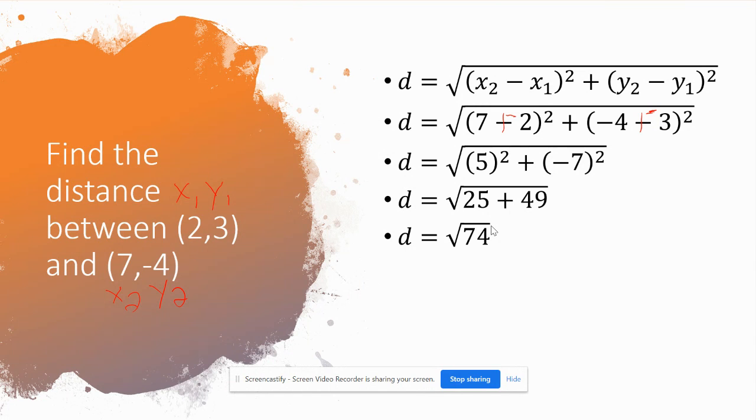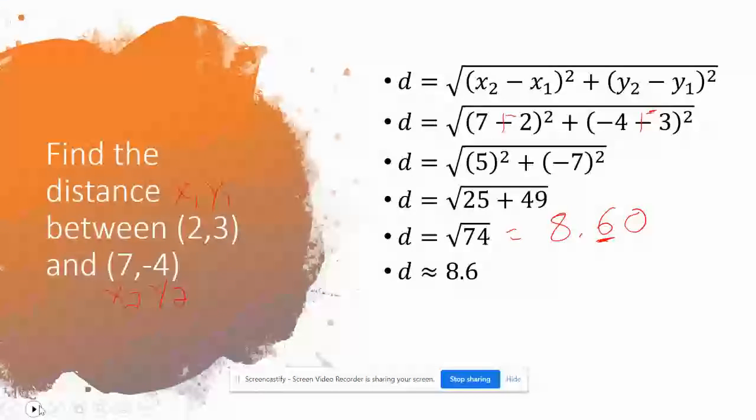Okay, and we're going to round to the 10th place. So we get 8 and 60 hundredths. So this, everybody, is the 10th place. That's our first decimal place. We look at the number after it, 5 and up, rounded up. So we're going to leave it at 8 and 6/10. So that would be the distance between those 2 points.